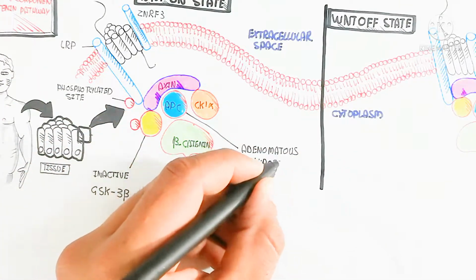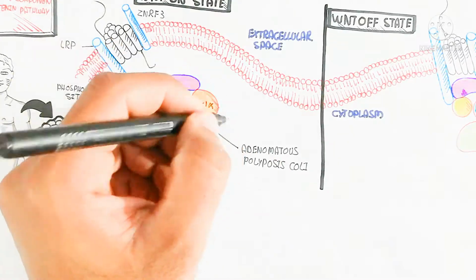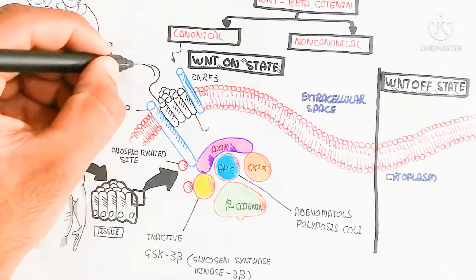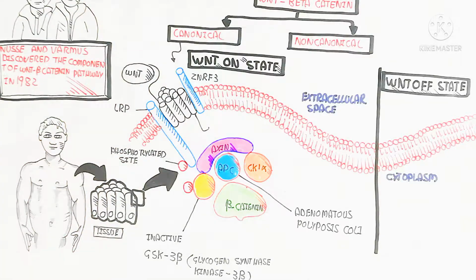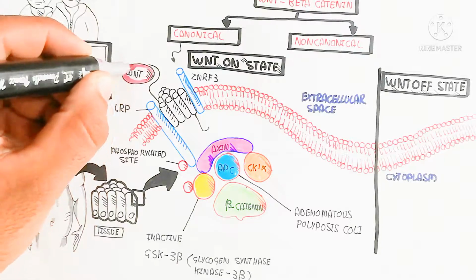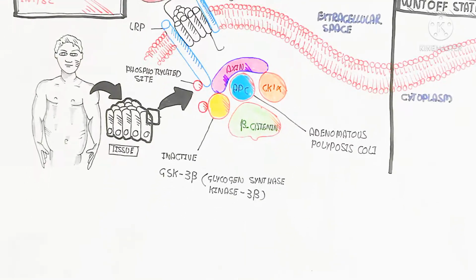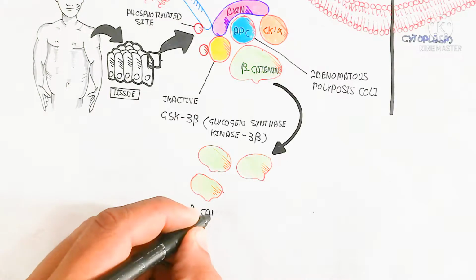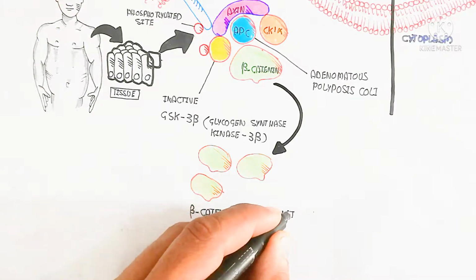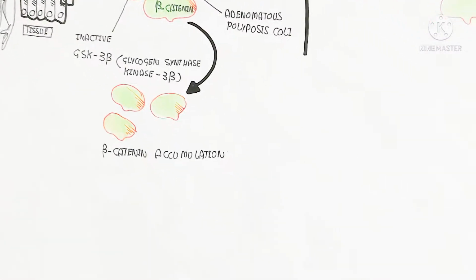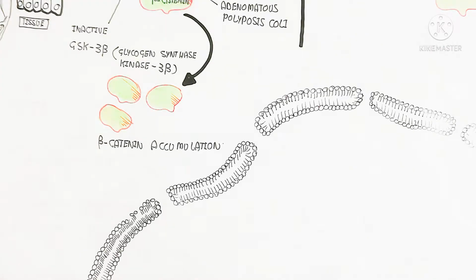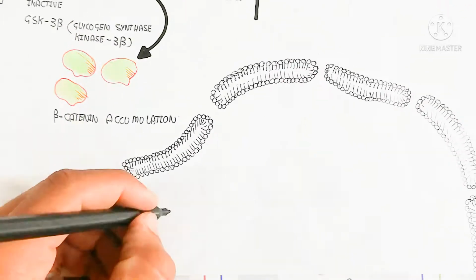After the release of the beta-catenin, here is the APC, the adenomatous polyposis coli, and this is the Wnt molecule. That is very important, and you need to understand it. Here the beta-catenin will be released, and many beta-catenin molecules accumulate. After accumulation in the cytoplasm, it will target the DNA in the nucleus through a nuclear pore.